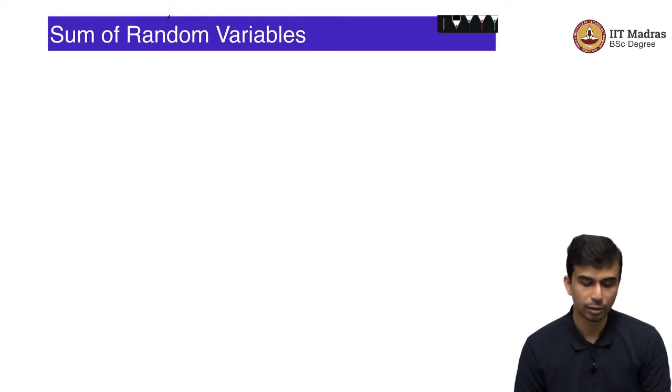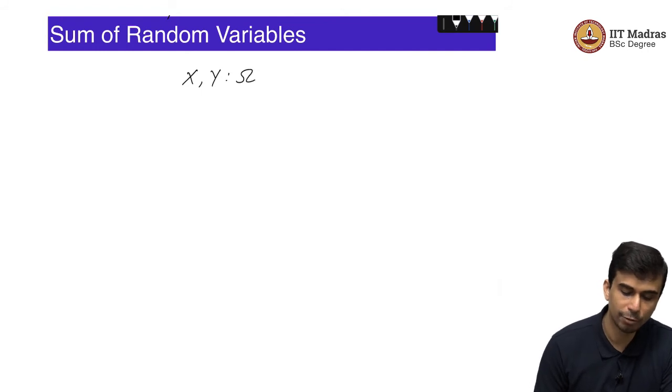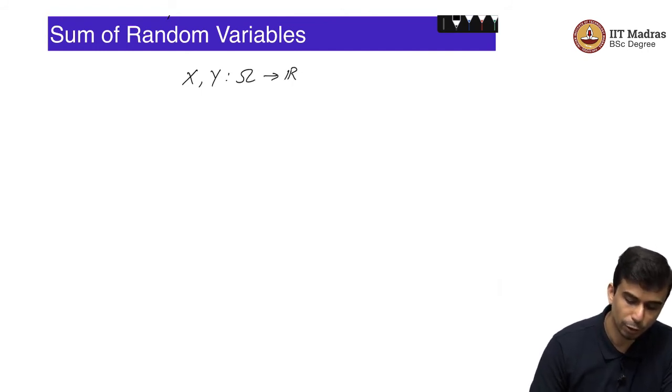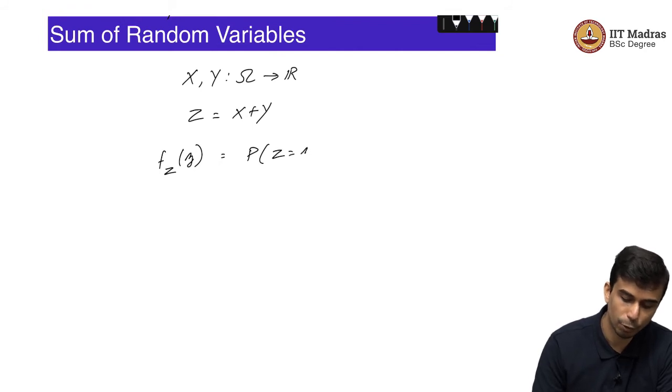Okay, right. So, we will move on to the next topic, which is sum of independent random variables. We will not go into great detail about this topic. Let us say you have 2 independent random variables x and y from omega to R. Let us say you have another random variable z, which is x plus y. You want to know the probability mass function of z from the probability mass function of x and y. How do you go about doing that?